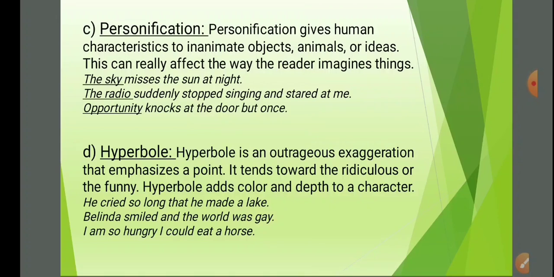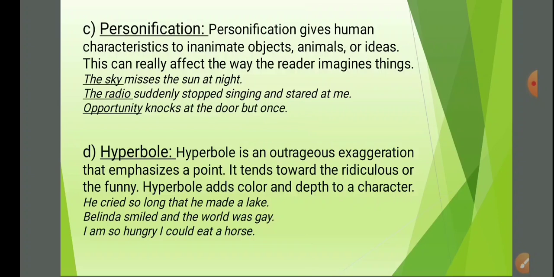That is personification. You can see the example: the sky misses the sun at night. If instead of the sky you write he misses the sun at night, or she misses the sun at night, you can say it is personification. The sky is personified, just like a person. The radio suddenly stopped singing and stared at me. In this sentence, if instead of the radio you write she, it becomes like a person.